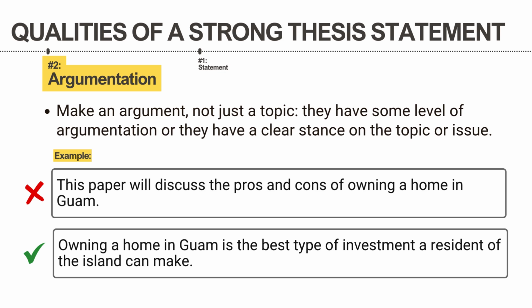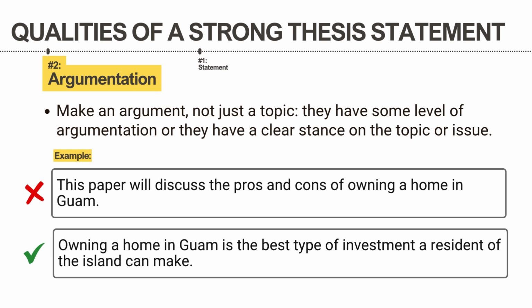So through your story in the narrative essay, you are trying to convince your reader of a certain point or message, right? And the same thing goes for all other essays. There has to be some kind of guiding direction or stance, right? So some kind of argumentation. So for example, if we say this paper will discuss the pros and cons of owning a home in Guam, with this thesis statement, we can already imagine what the rest of the paper will look like.